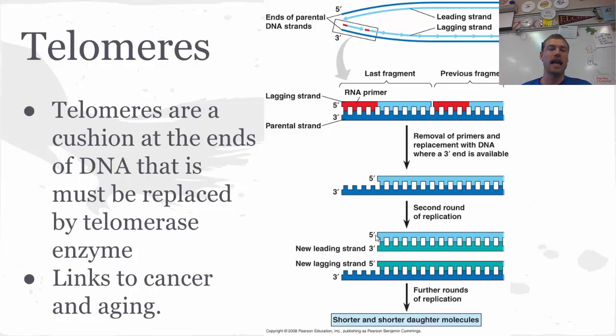Cancer cells generally have overactive telomerase, so it keeps on adding on and acting on telomeres so that the DNA never actually gets shorter. Also, as your telomeres tend to shorten, that has been linked with aging, although the exact linkages haven't really been discovered quite yet.